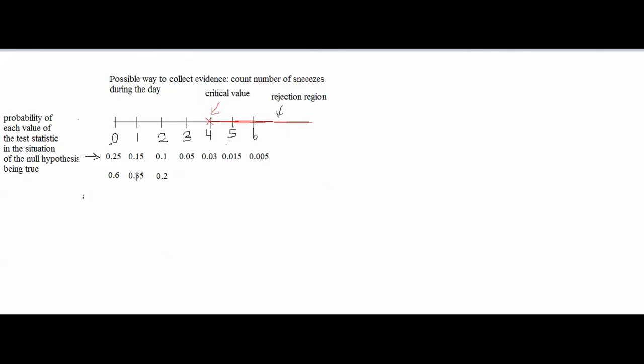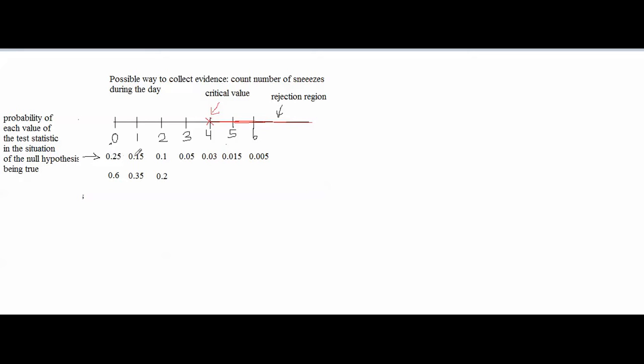Now let's think about what these two numbers mean. Since we've added the probabilities of every number that's at 1 or above, meaning we added all 7 of these probabilities to get 0.35, what this 0.35 is saying is that the probability of getting an outcome of 1 or higher in the situation of the null being true is 0.35.